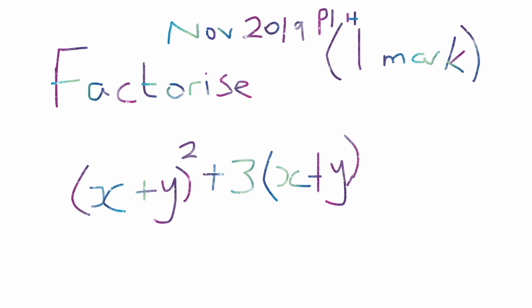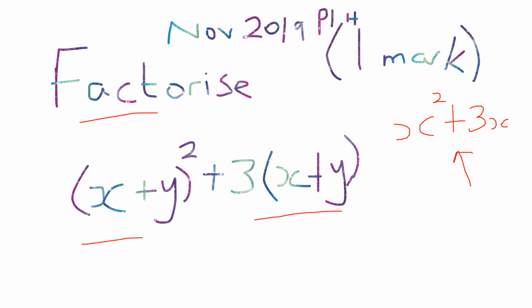So we are asked to factorize (x + y) all squared plus 3 brackets x plus y. Now, at first glimpse, this looks pretty nasty and pretty horrific. But let's say instead of x plus y, I had x squared plus 3x, and I wanted to factorize this. So instead of x plus y, I have x.